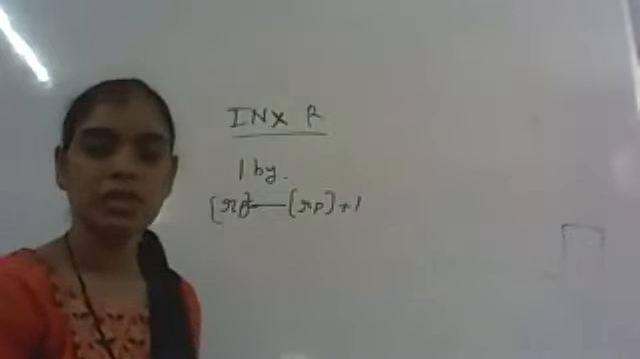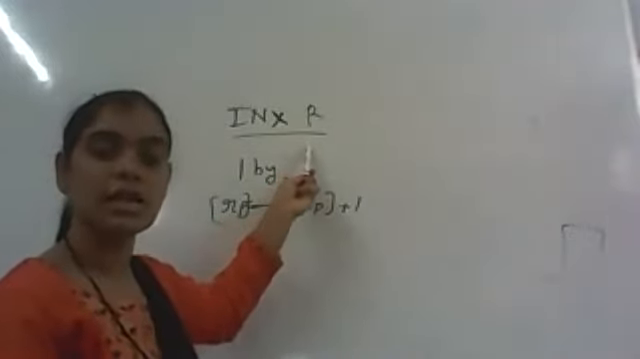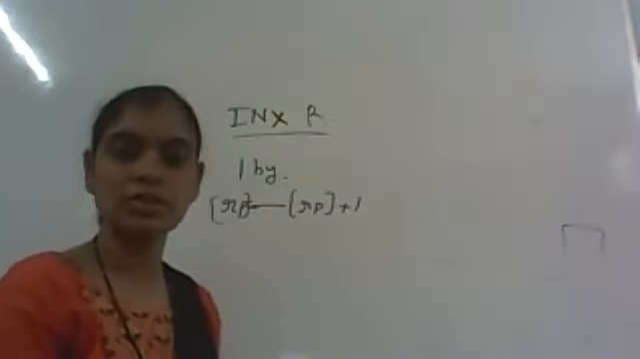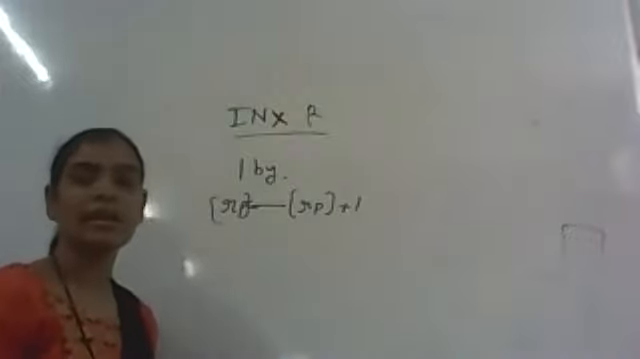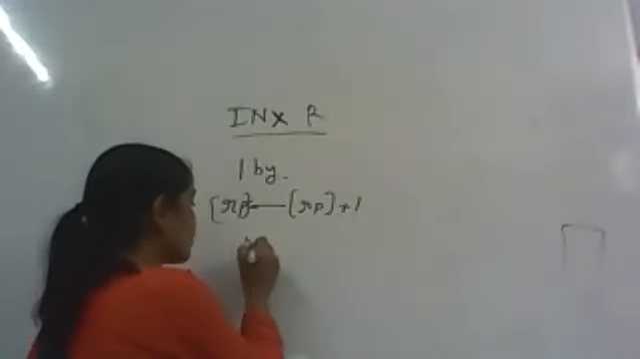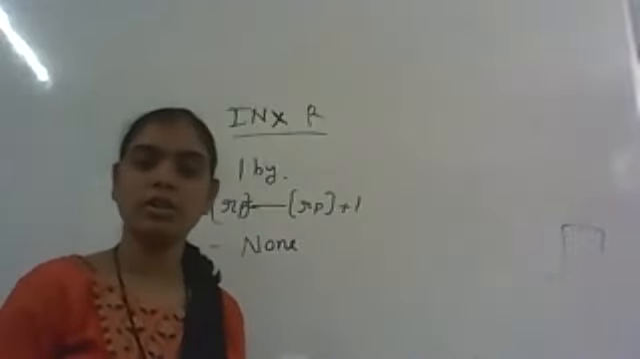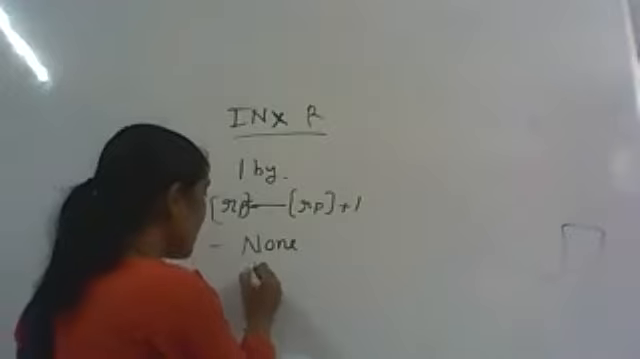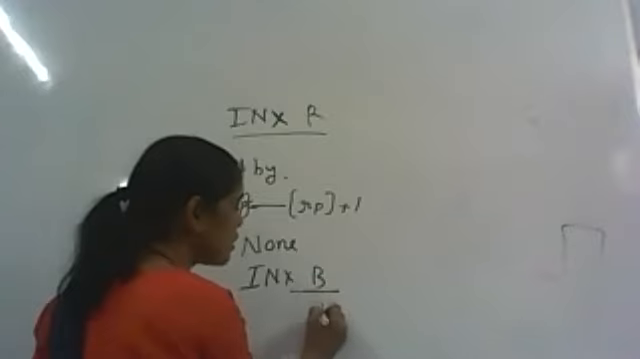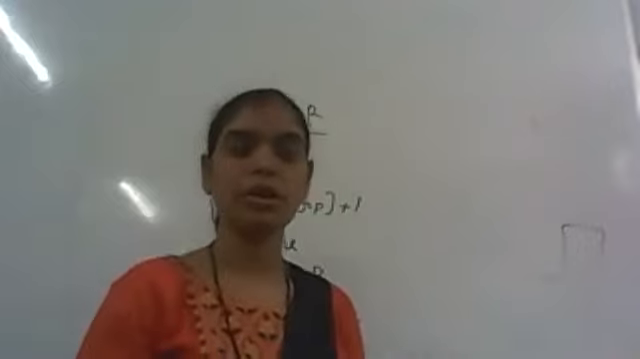Which addressing mode is used? Here we use only a register, that's why register addressing mode is used. How many flags are affected in this instruction? None. No flag is affected using this instruction. For example, INX B. B means the register pair BC.